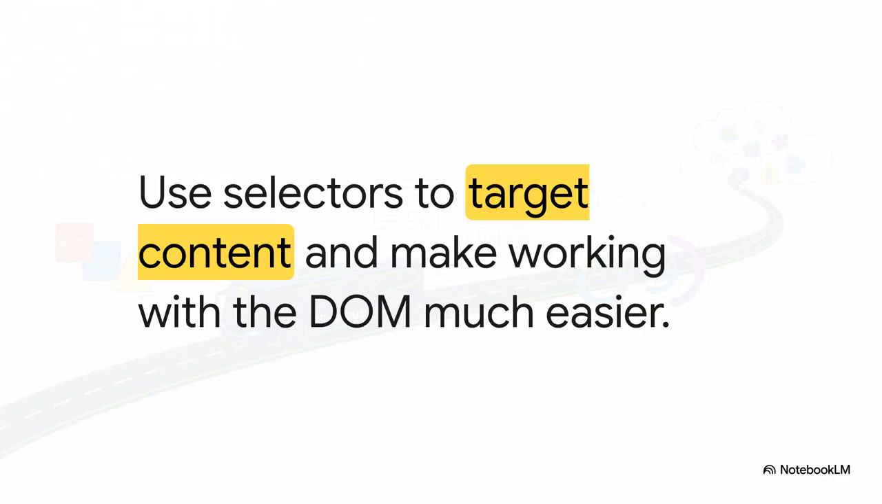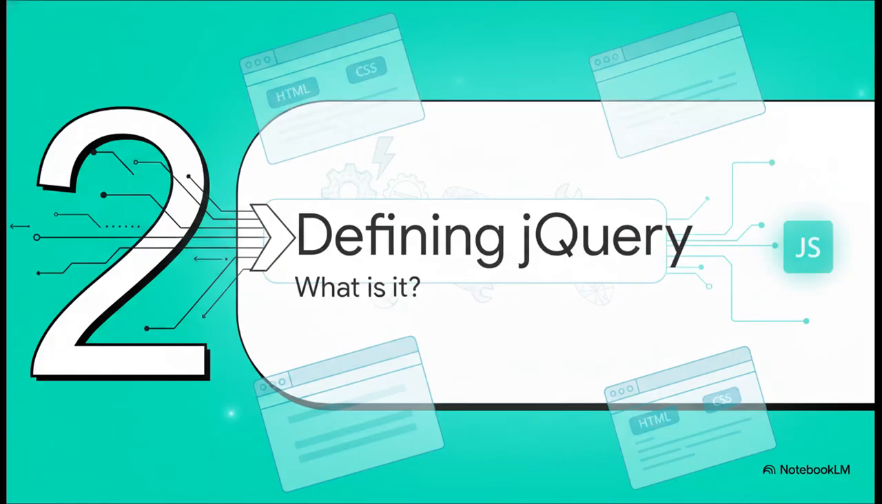And rounding out the prerequisites at Step 3, CSS selectors. Look, you absolutely do not need to be a CSS wizard, but you absolutely must know how to target specific page content. In jQuery, we are constantly targeting the HTML we intend to change, so knowing your selectors makes working with the DOM just so much easier. Which brings us to Section 2, defining jQuery.